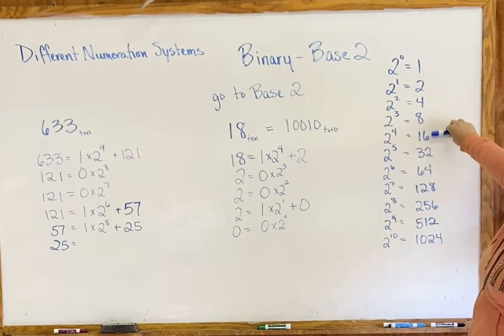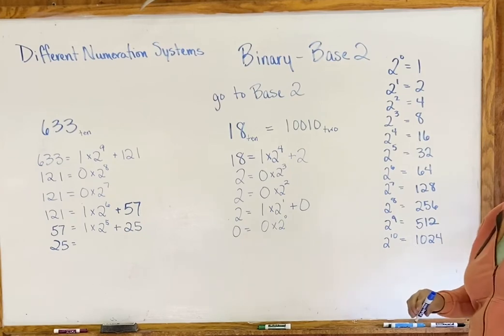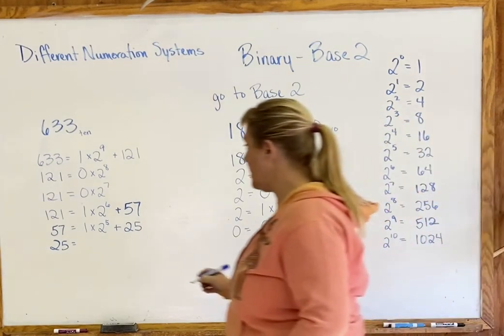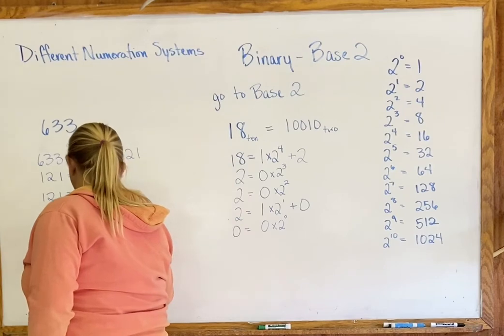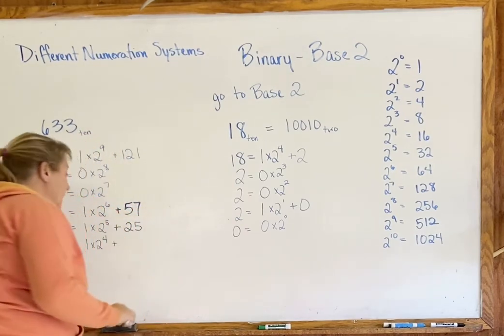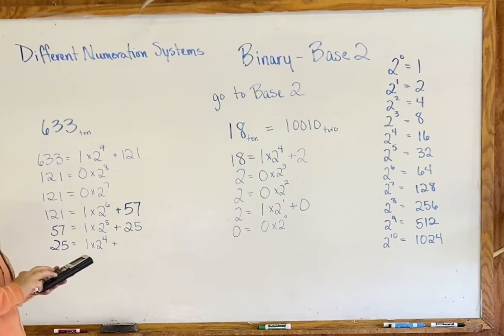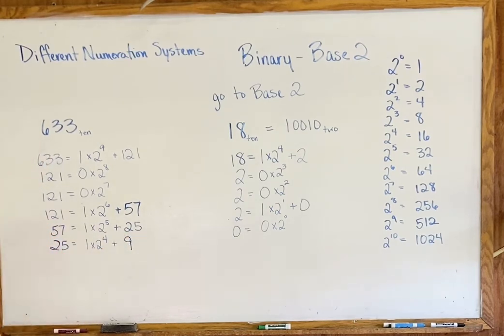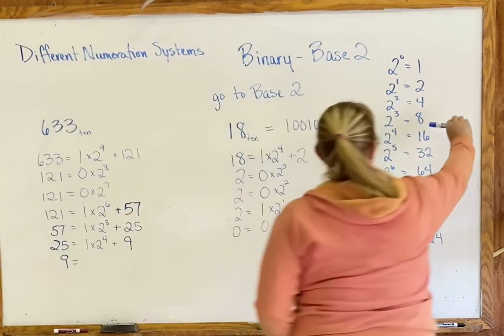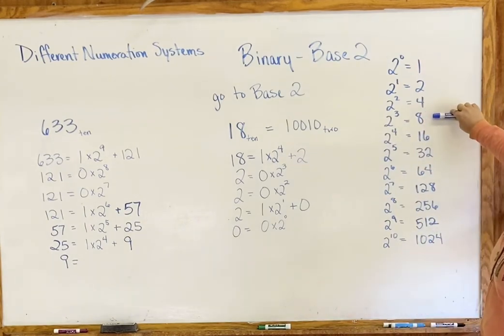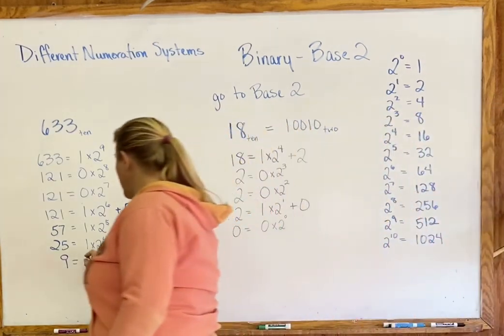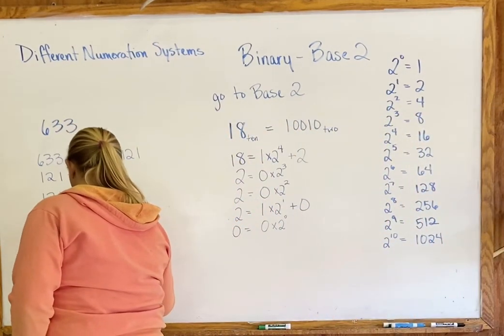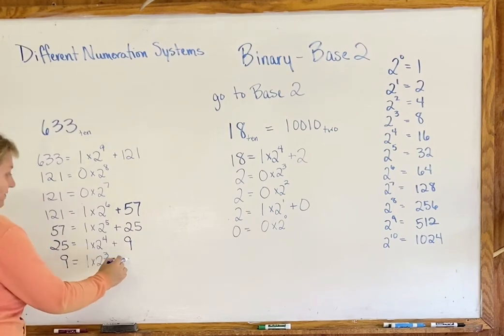Now, are there any 16s in the number 25? There is. There is a 16 in 25. So 1 times 2 to the 4. And again, we need to see what's left over. 25 minus 16 is 9. Okay, slowly but surely, we're getting there. 9 equals, now we're here. Is there an 8 in 9? And there is, isn't there? So there is 1 of the 2 to the thirds. Now, what's left over is just a 1.